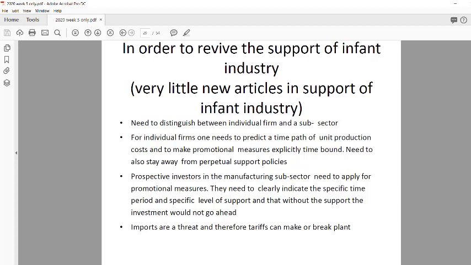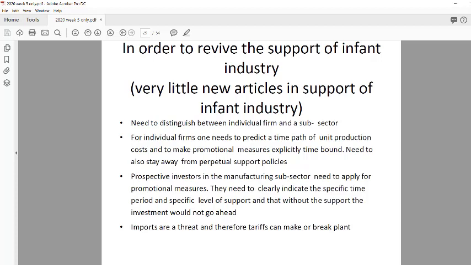So for an individual firm, all they need to be able to do is map out their production costs and say, okay, according to these production costs, we need assistance during this period of time, and it needs to be sure that they stay away from something that is ongoing forever. They don't want support measures in place that are ongoing forever. So this is what perpetual means, forever and forever.